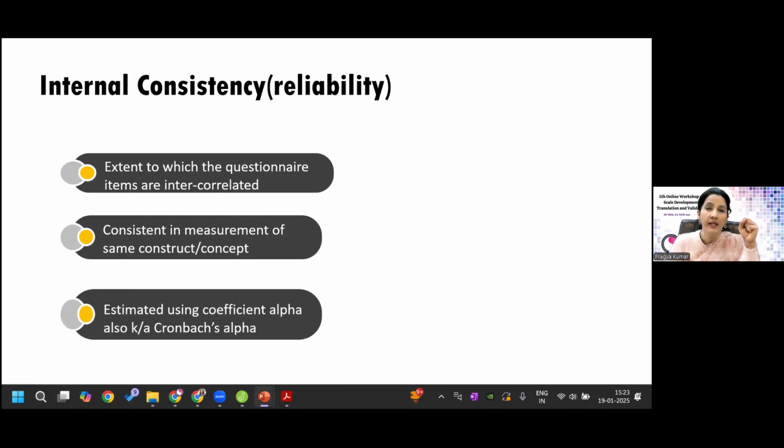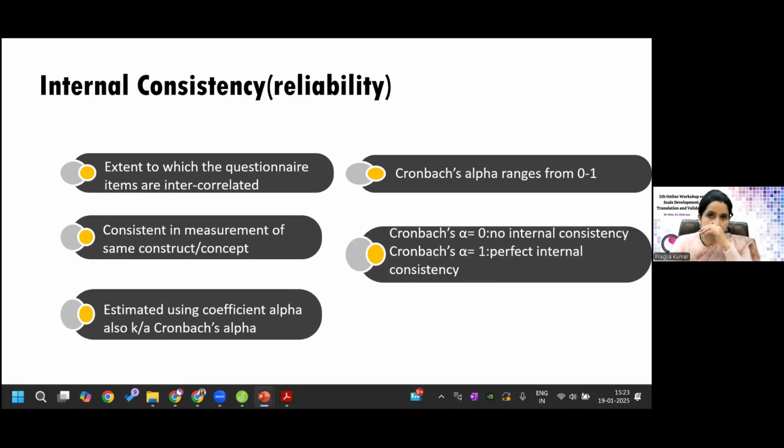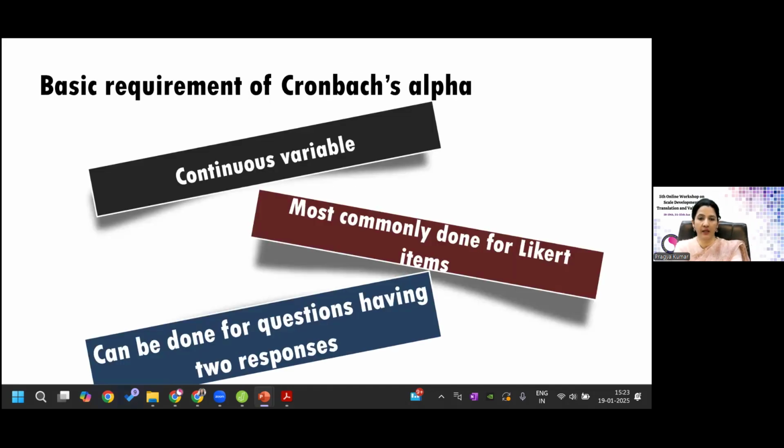It is estimated using the coefficient alpha, also known as Cronbach alpha. The Cronbach alpha value ranges from 0 to 1. If the value is 0, we say there is no internal consistency. If the value is 1, we say there is perfect internal consistency. At least 0.7 is acceptable. The minimum acceptable Cronbach alpha is 0.7, which shows that the scale is adequately internally consistent.